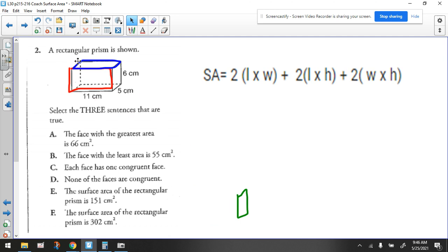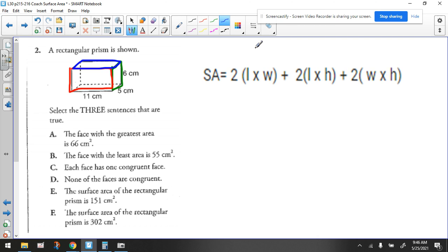All right, so let's go back to the formula that we've been talking about in class. There's 2 formulas that we've looked at. This is the one that most students seem to like just because it helps them to understand that we have 2 of everything. So the formula is written right here. Surface area equals 2 times the length times the width plus 2 times the length times the height plus 2 times the width times the height.